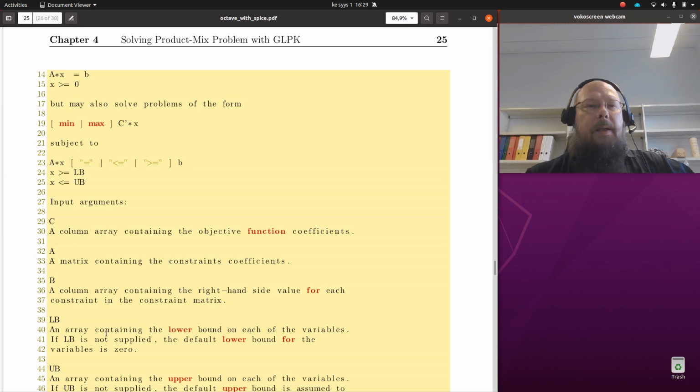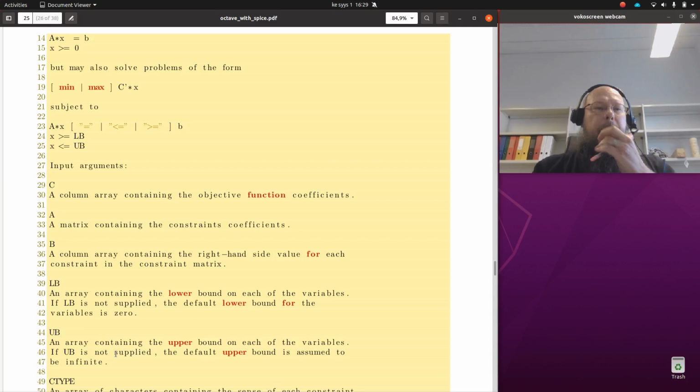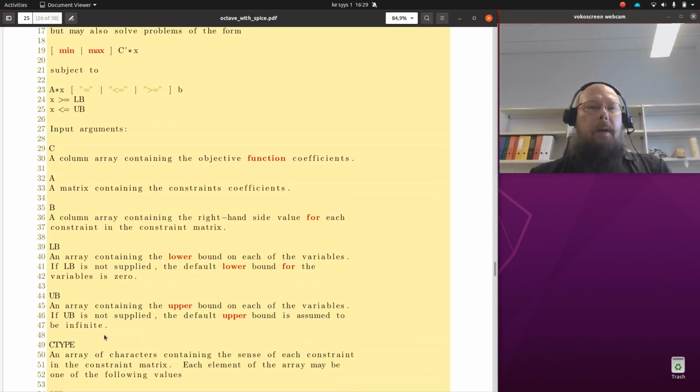Funny thing here is actually, if LB is not supplied, so if I don't give that at all, then the lower bounds are 0. So this means that the default lower bounds are zeros. Okay, so we don't have to give it. Then UB, this is the array containing upper bounds for the variables.